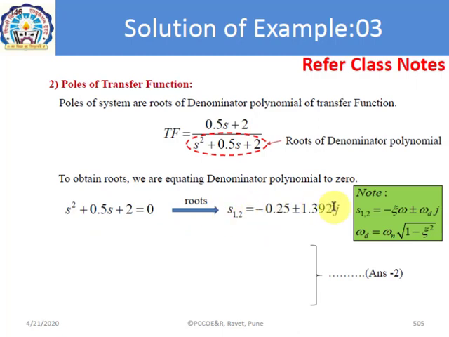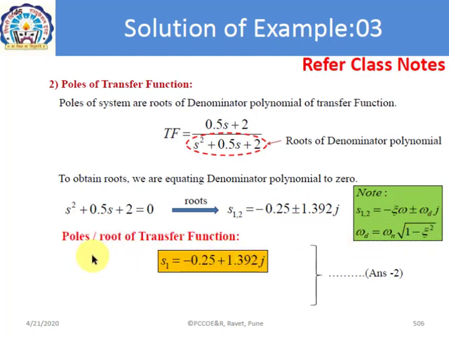If you compare these roots with the standard form that we discussed in the last session, s1,2 = -zeta omega_n ± omega_d j, you can easily see that zeta omega_n = 0.25 and omega_d = 1.39, wherein omega_d = omega_n √(1 - zeta^2). So by comparing with the standard form, we get parameters from which we can determine omega_n, zeta and omega_d.